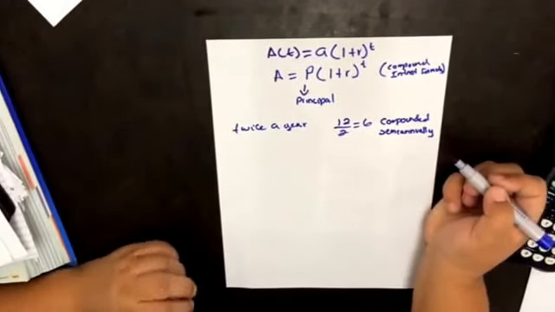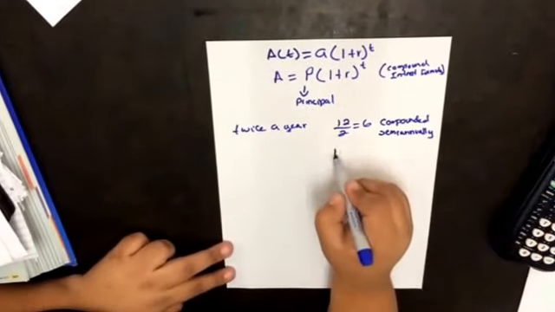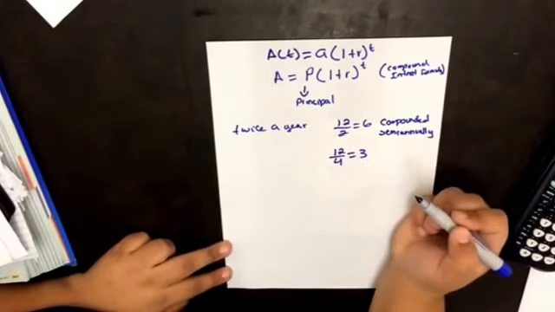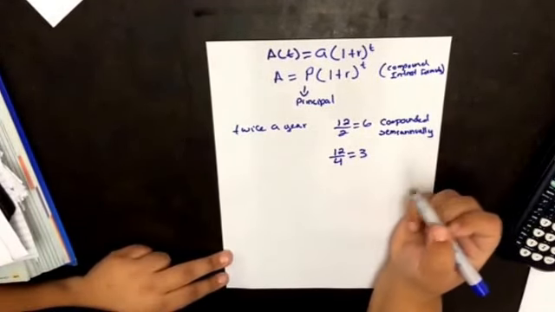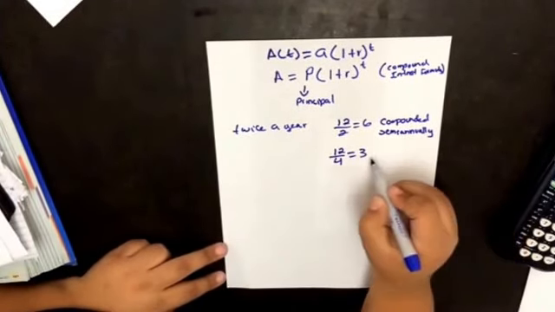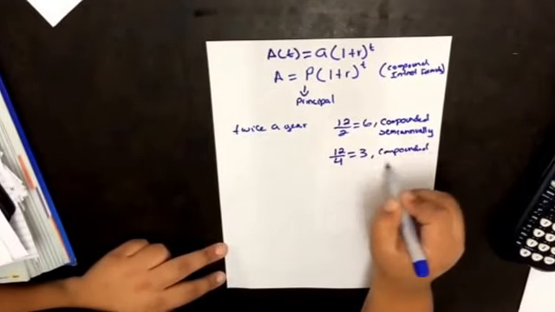So what if we're getting paid interest 4 times a year? There's 12 months in a year, divided by 4. So we're going to get paid interest every 3 months. And it's called compounded quarterly.